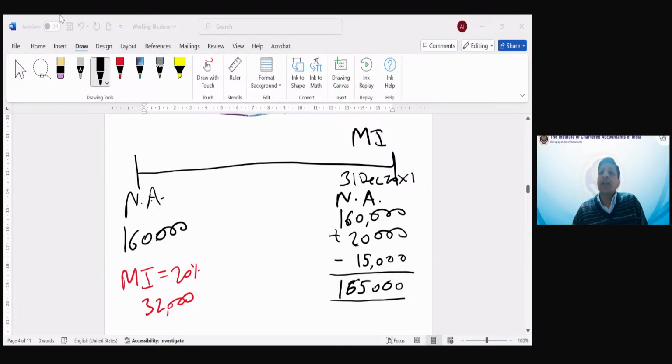Now, how do you calculate minority? Very simple. Here again, to calculate minority, what do you need? 20% of this. So can you calculate 20% of 1,65,000? What do you get? Of this 1,65,000, if you calculate 20%, what do you get? 33,000. Okay. Everyone clear on this?